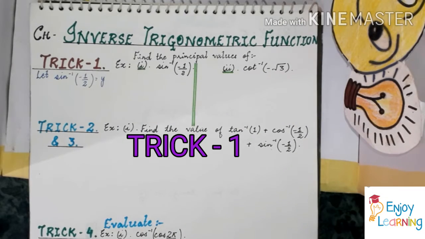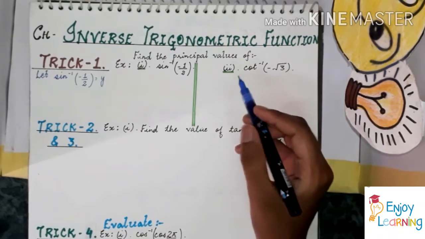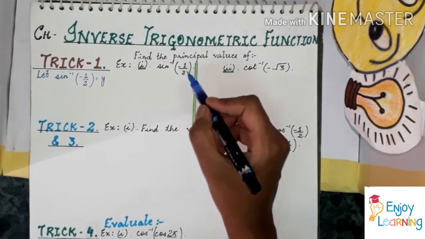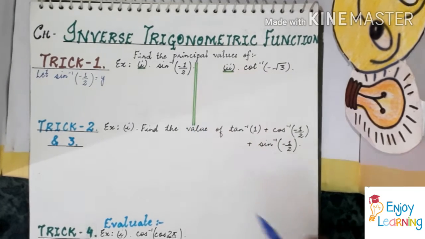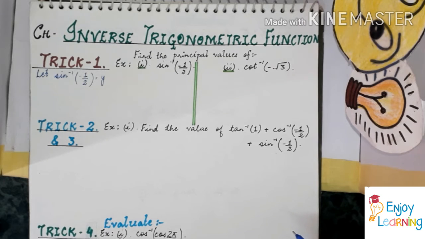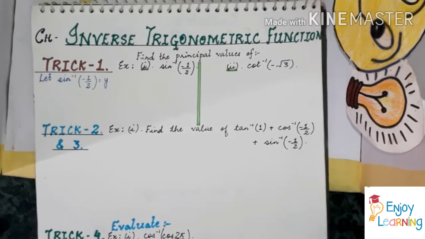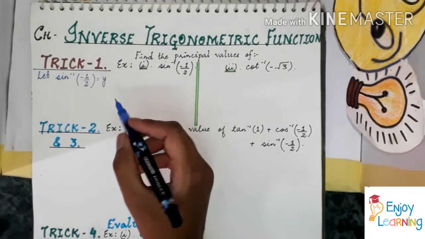The first type of questions that you will come across are: find the principal values of the following. For example, in the first one, sine inverse minus 1 by 2. You have to find the principal value of this inverse trigonometric function. You all must know how to solve this problem if you have watched the preceding videos of this chapter. So let's see what's the trick in this question.